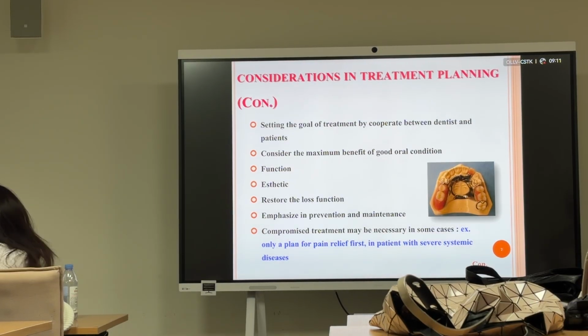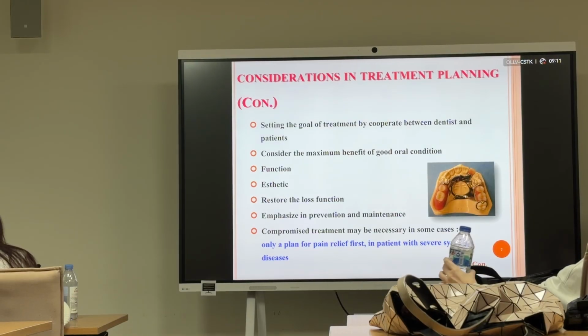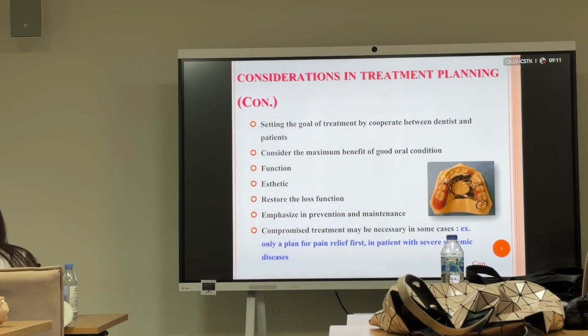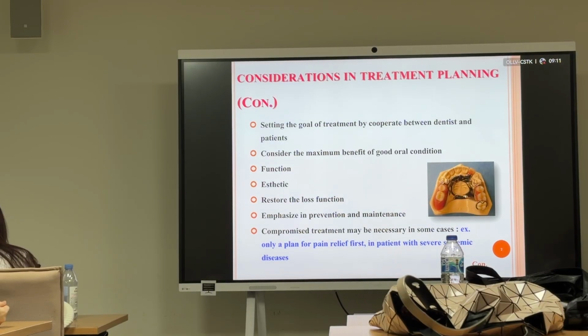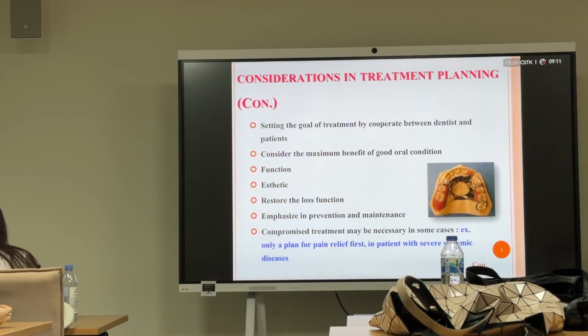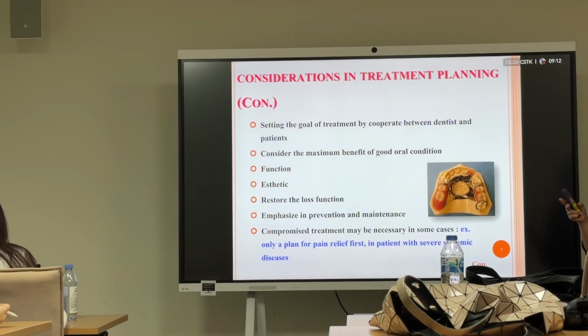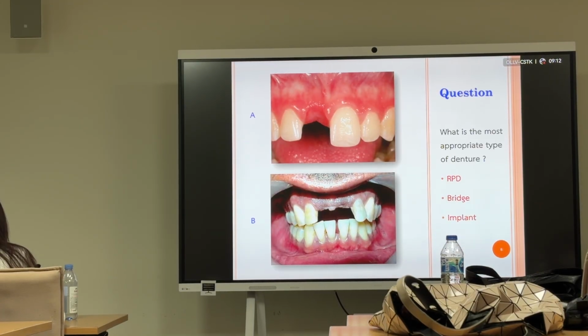Next is setting the goal of the treatment by cooperation. You need to cooperate between the dentist and the patient, not your own decision only. You need to listen to the patient and their opinion. Consider the maximum benefit of good oral condition. Function and aesthetics come together, restoring lost functions, emphasizing prevention and maintenance, and compromise treatment may be necessary in some cases. For example, only a plan for pain relief first. In a patient with severe systemic disease, maybe you cannot do the complete treatment plan in one visit because of some condition.